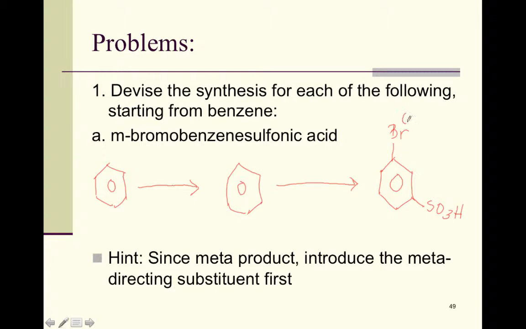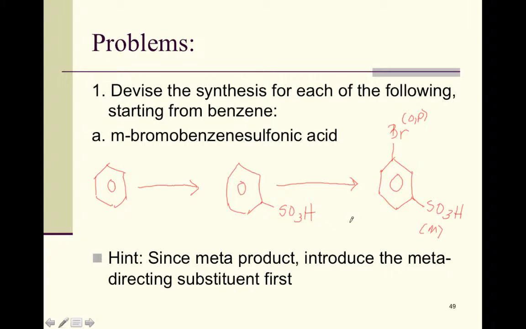Bromo is an OP director, while SO3H is a meta director. So this is something you would have memorized, OP directors and meta directors. So this looks great. We happen to have a meta director. So that means in the middle step here, this is where I would have the meta director on the benzene ring. So when we undergo the next electrophilic aromatic substitution, bromo would go on the meta position.